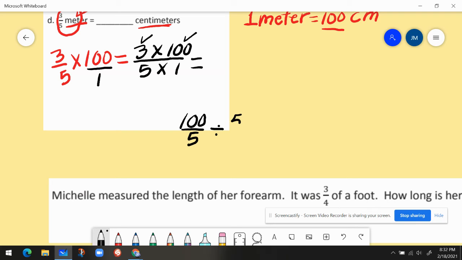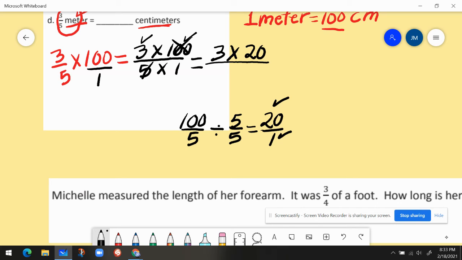So when you do that, you're going to reduce the size of that fraction. They both can be divided by 5. So 100 divided by 5 equals 20, and 5 divided by 5 equals 1. Now we're going to rewrite the multiplication again. So there is a 3, times, we're not going to write this 100 anymore. We're going to write a 20 instead, because we reduced the number. And we're not going to write the 5, we're going to write the 1 now.